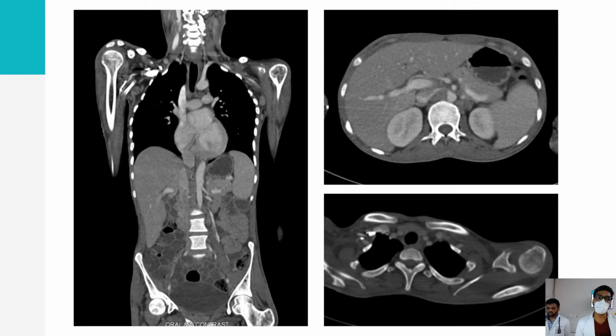Another uncommon etiology would be lymphoma, but in this clinical setting, we would like to keep an infective etiology higher up.